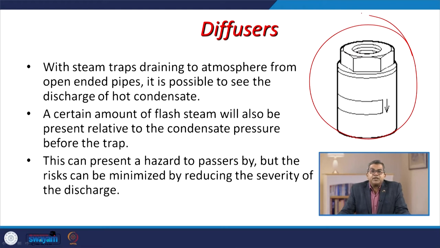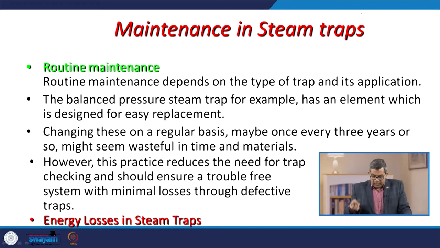With the steam trap draining to the atmosphere from an open-ended pipe, it is possible to see the discharge of hot condensate. Now, this can present a hazard to passersby, but the risk can be minimized by reducing the severity of the discharge. Now, we discussed a lot about steam traps. Obviously, because they are an integral part of the steam piping network or steam distribution network, they require continuous maintenance.